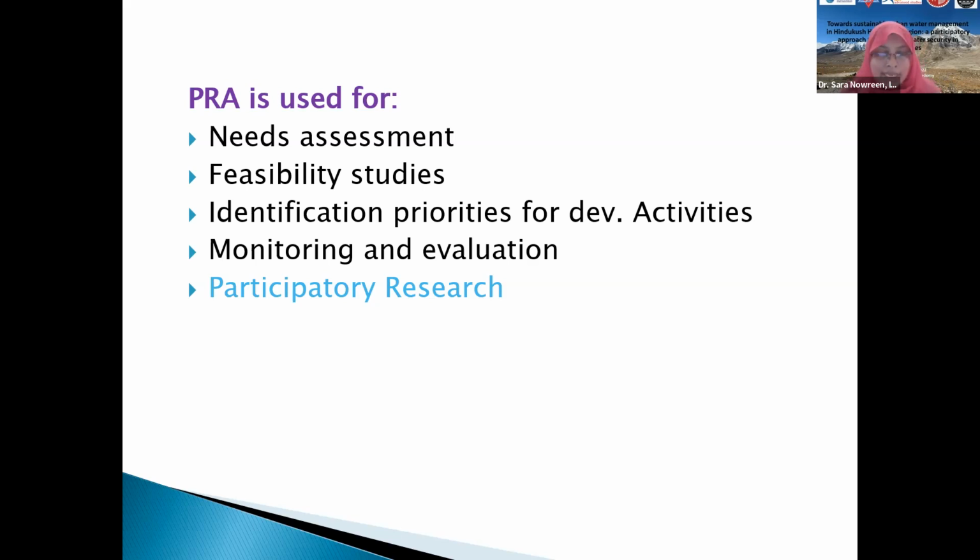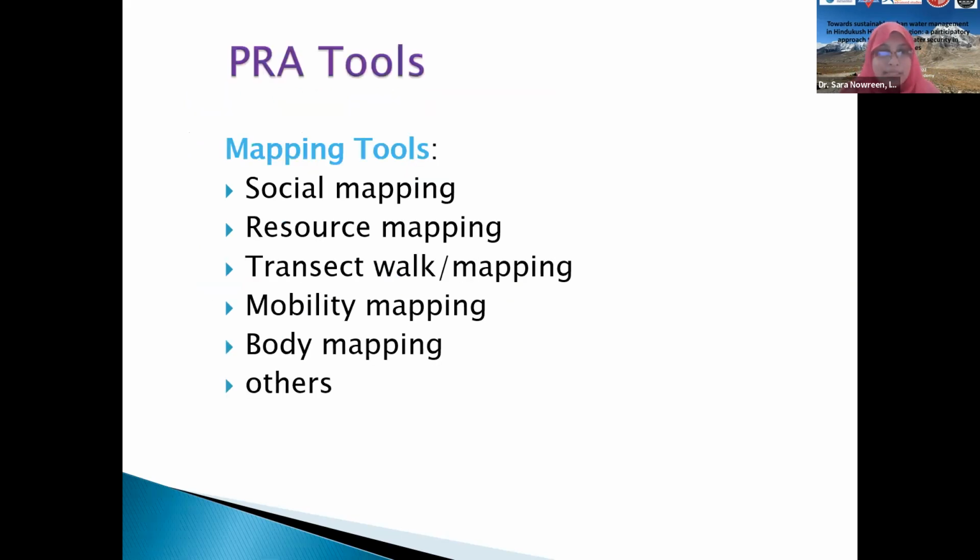There are many reasons we use PRA tools, and as I said, whatever project we take, or whatever problem we want to address, or whatever solution we are proposing, should be participatory. Participatory means you make sure of the engagement of every stakeholder as much as possible.